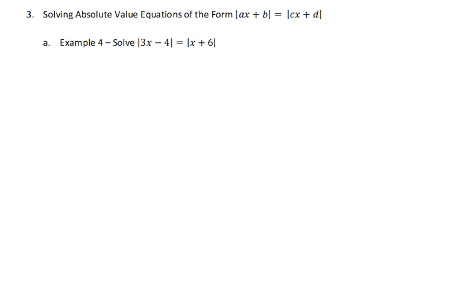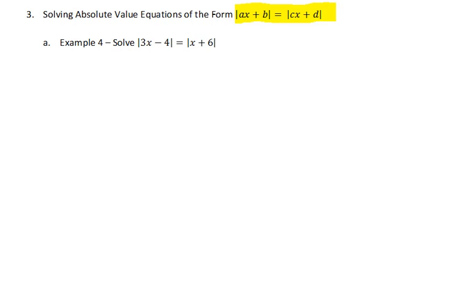Okay, on the third part of section 2.3, we have an absolute value equation that has two absolute values equal to each other. So you have the form absolute value of ax plus b is equal to the absolute value of cx plus d. This looks a little bit more complicated, but actually we're going to treat it very simply.